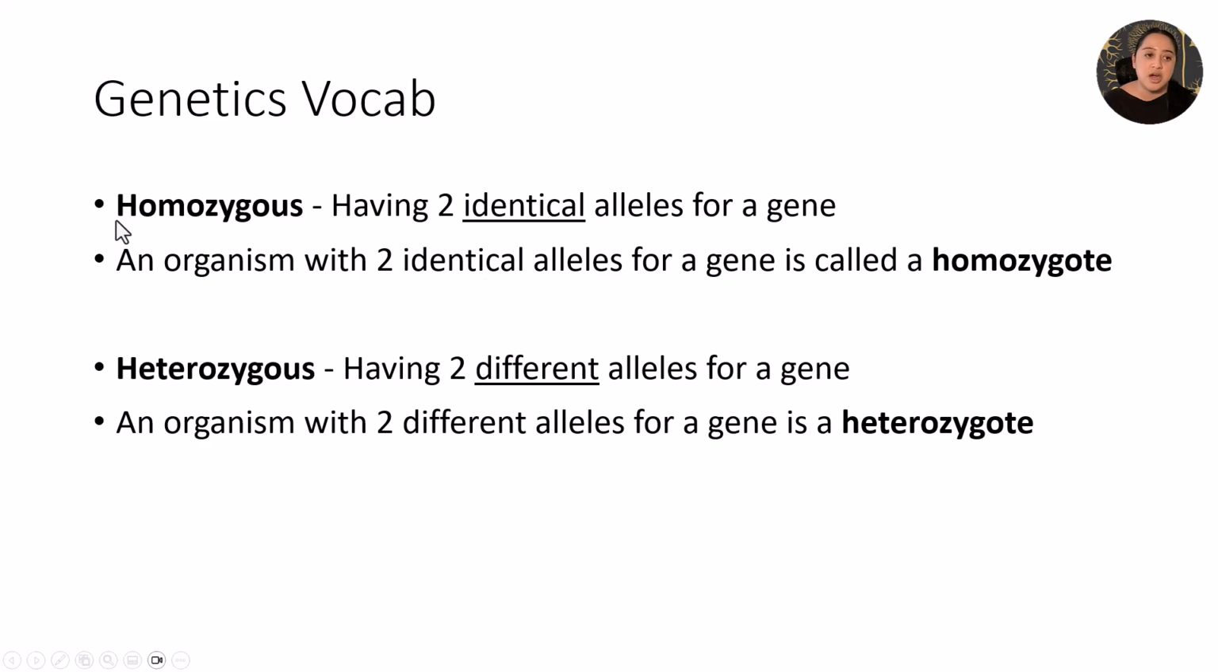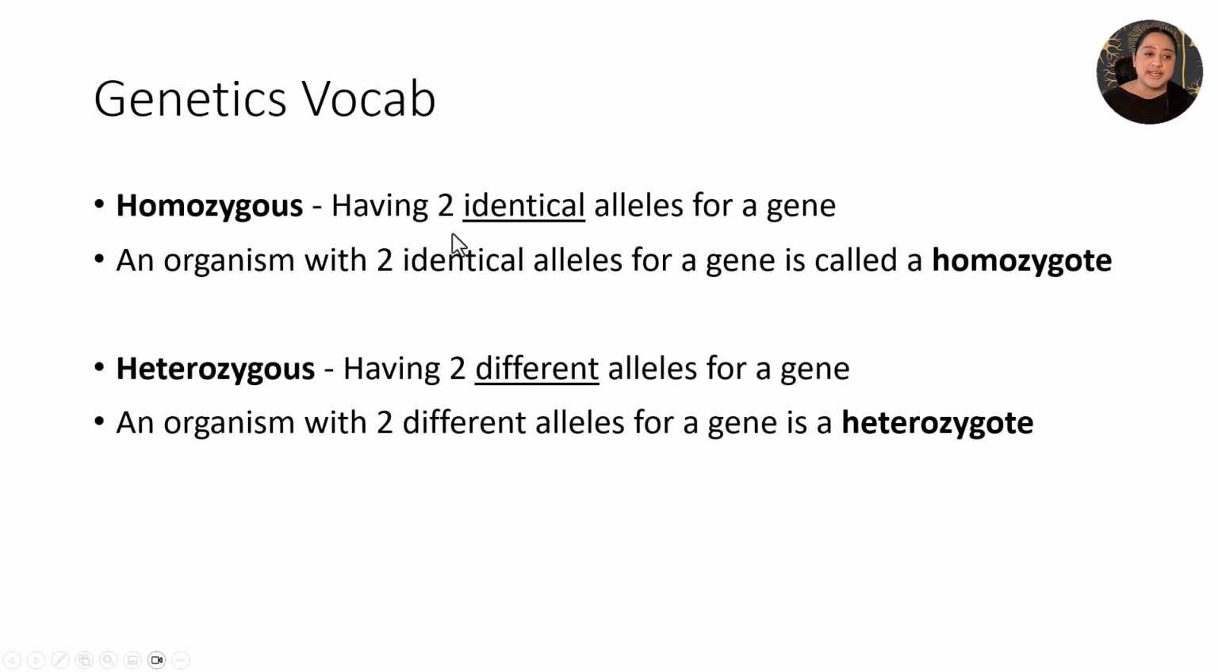As a prefix, homo means same. So that means having two identical alleles for a gene. So either both copies of the purple flower color or both copies of the white flower color. And so those would be homozygous. Usually we would specify homozygous dominant, they're both dominant, or homozygous recessive, they're both recessive. If we refer to an organism that has two identical alleles for a gene, we could also call it a homozygote. So you could say it's homozygous as an adjective, or you could say it's a homozygote as a noun.